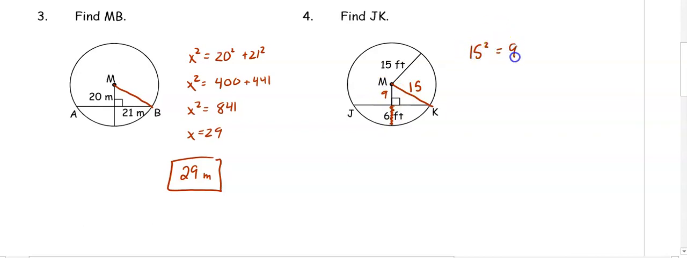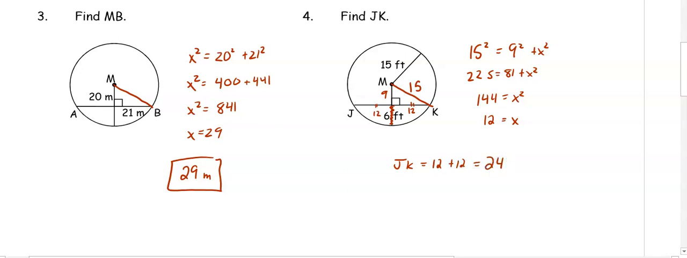So 15 squared equals 9 squared plus x squared. 225 equals 81 plus x squared. 144 equals x squared. So x is 12. So the chord is bisected into 12 and 12. So JK is equal to 12 plus 12, which is 24 feet.